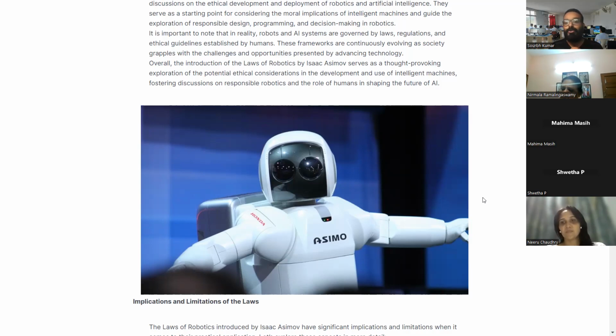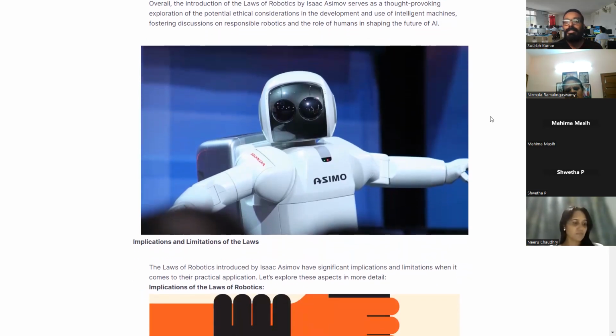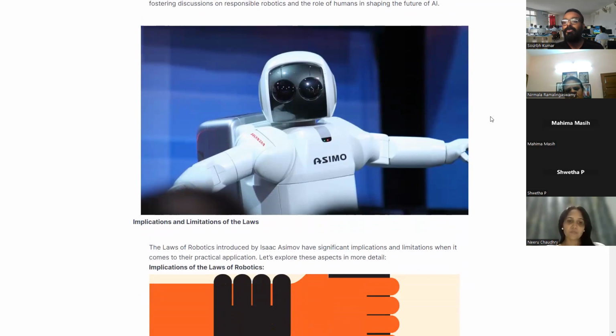Even though right now we do have patrolling cars of police around the corners of cities, in future maybe robotics will be deployed in different places of the city, and it will help people save their lives and stop robbery or do many tasks without any human complaint or without any human intervention. So overall, the introduction of the laws of robotics by Isaac Asimov serves as a thought-provoking exploration of the potential and ethical considerations in the development and use of intelligent machines, fostering discussions on responsible robotics and the role of human beings in shaping the future of AI.